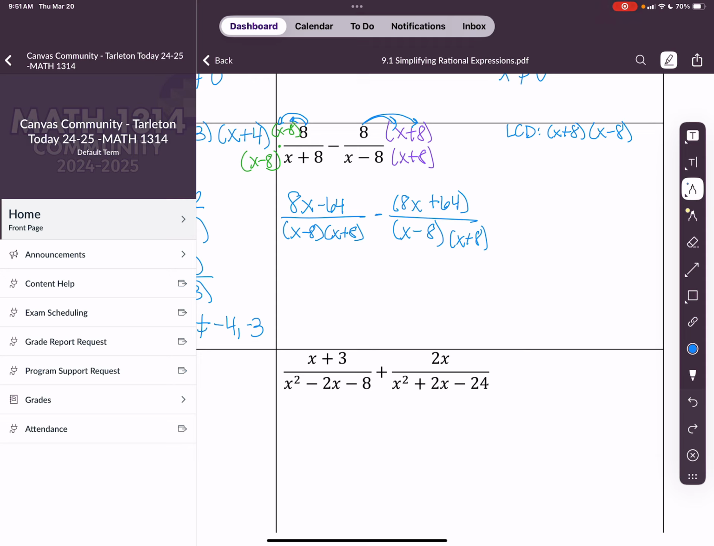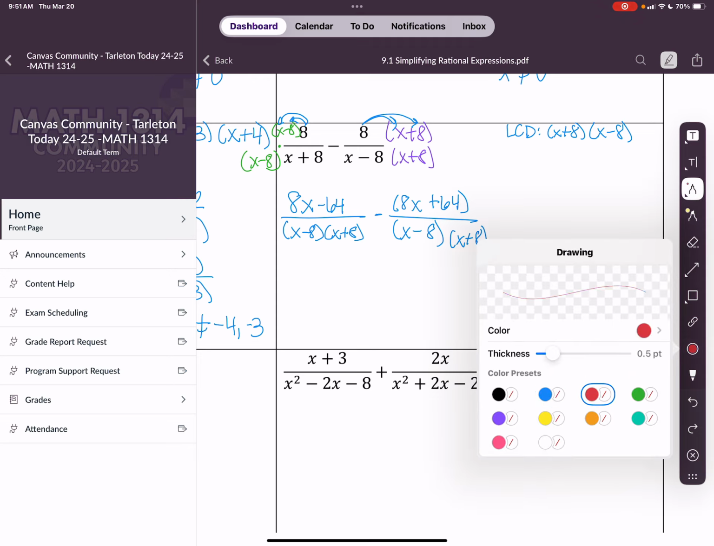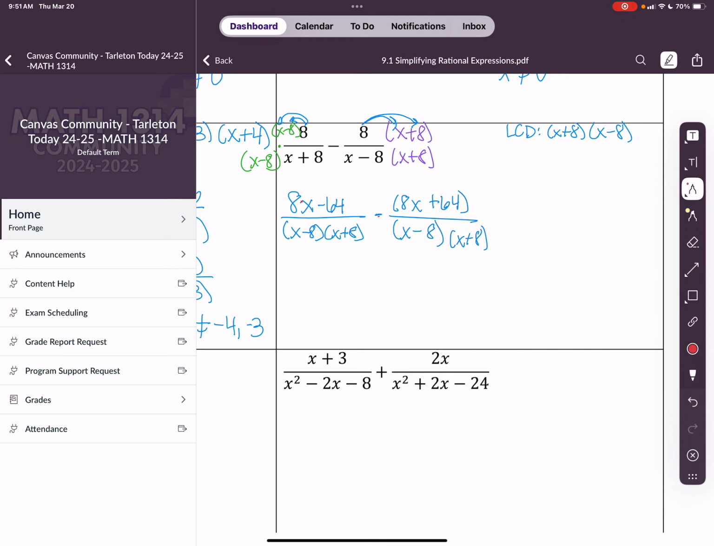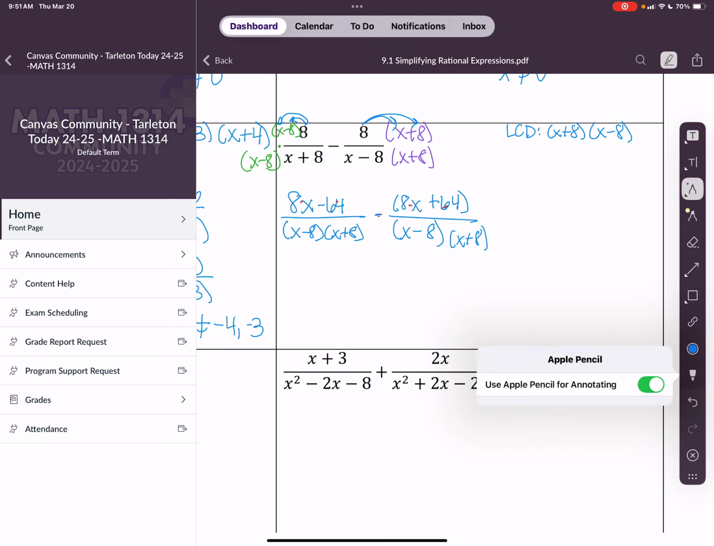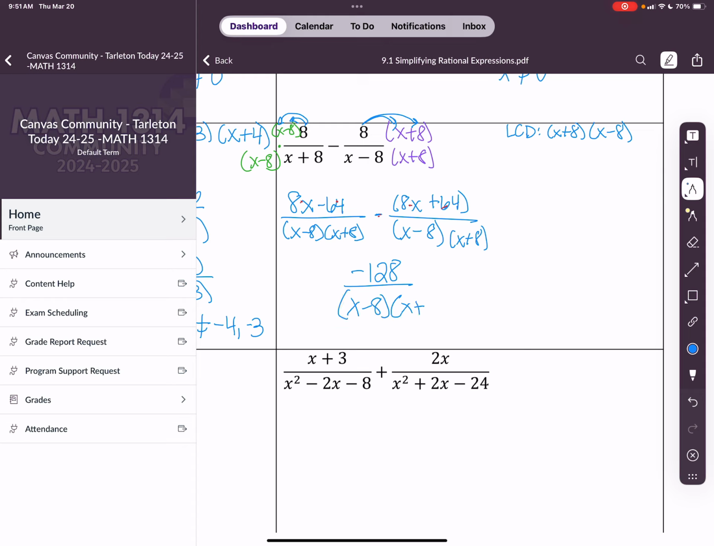All right, so we're going to do 8x minus 8x. Okay, so that's just going to cancel. And then negative 64 minus 64, and so that is going to give us negative 128. And it's all over x minus 8, x plus 8. All right, and so that's going to be where x does not equal 8 and negative 8.